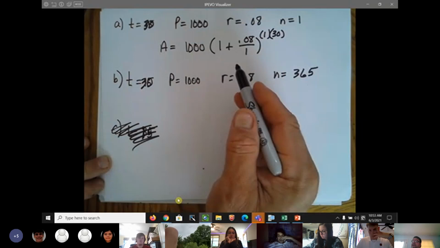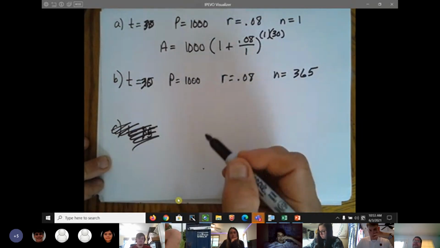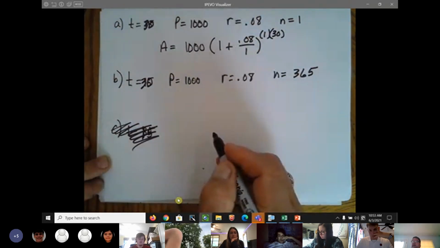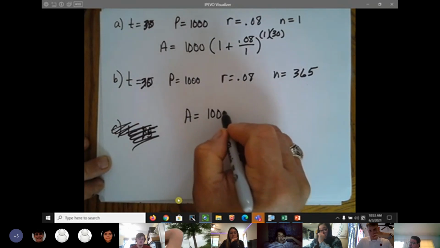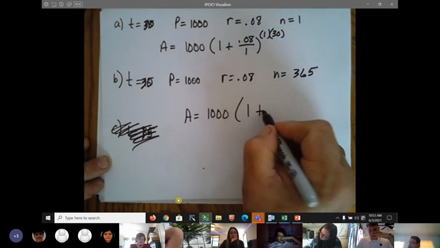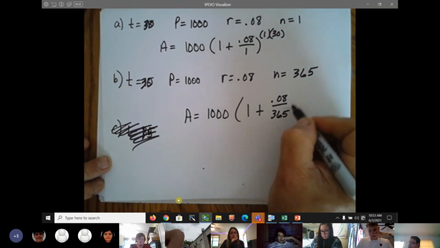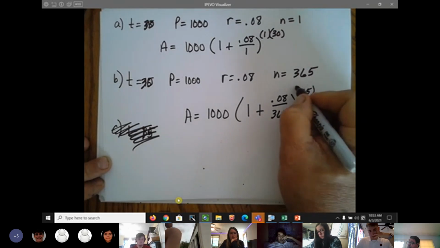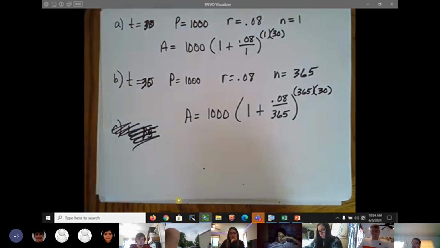Does that matter? No, because where do students mess this up? In the calculator, because you do all of it in the calculator and you don't write anything down. A is equal to 1,000 times 1 plus 0.08 over 365, multiplied by 365 times 30. All right, punch those two in and round to the nearest hundredth.